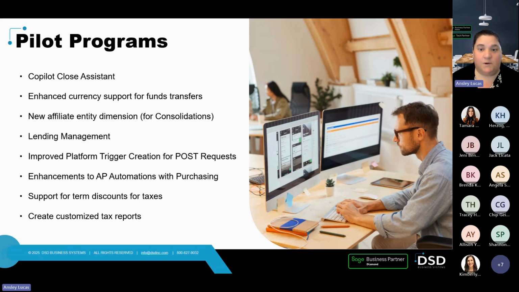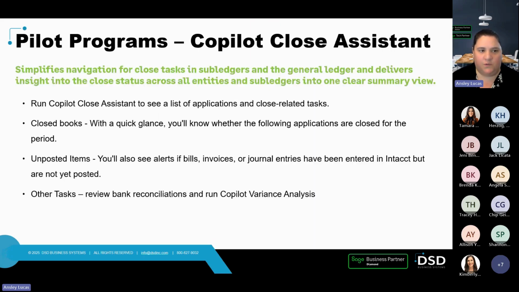Enhancements for AP automations and purchasing, which we'll cover a little later because that just rolled out to everybody with the release. And this is an enhancements pilot program for what they just released on Friday. And then support for term discounts for taxes and creating custom tax reports to help you out. So we're just going to go through each of these pilot programs. If you're interested in participating in any of these or have any questions, we can answer some questions during the Q&A, but definitely reach out to us and we'll help you figure out how to apply for these pilot programs if you're interested in them.